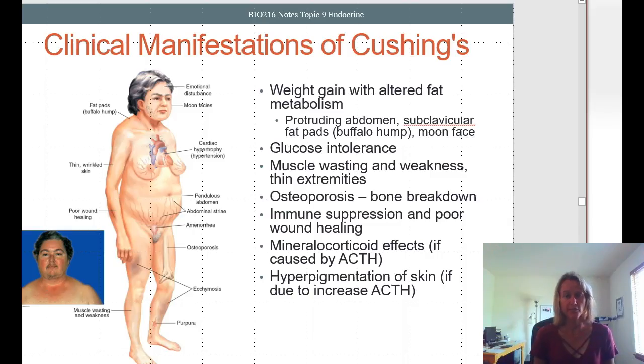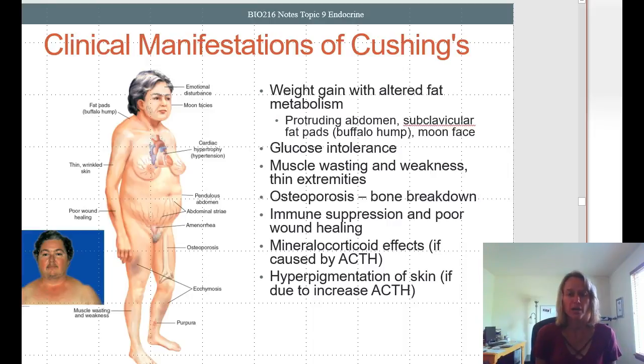Okay, so manifestations of Cushing syndrome. You have weight gain with altered fat metabolism, and the altered fat distribution results in a protruding abdomen, round or moon-shaped face, and subclavicular fat pads or buffalo hump. Glucose intolerance, because we're going to have high blood glucose levels due to too much cortisol. Muscle wasting and weakness. And we have really thin extremities, so arms and legs are thin, but the fat distribution is more central.